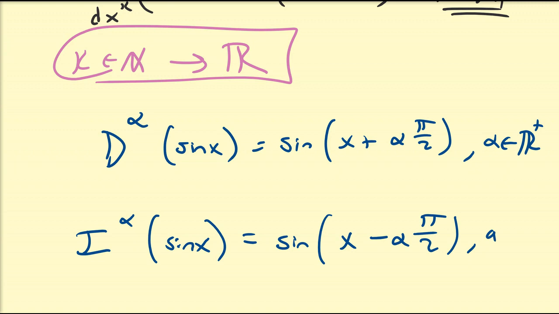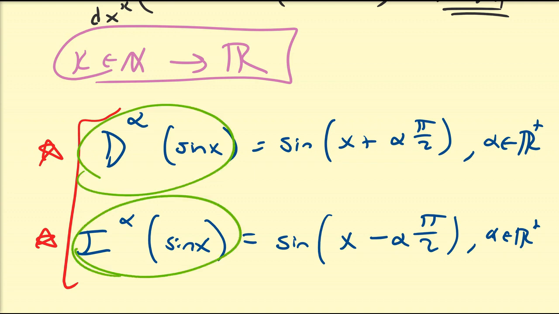And of course, again, alpha is in the set of reals. So are these really what they should be? Yes, it matches up with the natural orders, but it's not necessarily the only one that matches. So do these formulas match up? We can either use the Grunwald-Letnikov derivative to prove this, or we can use the Riemann-Liouville integral for this.